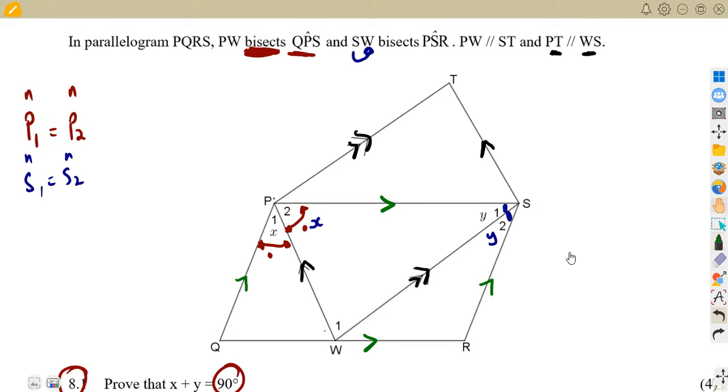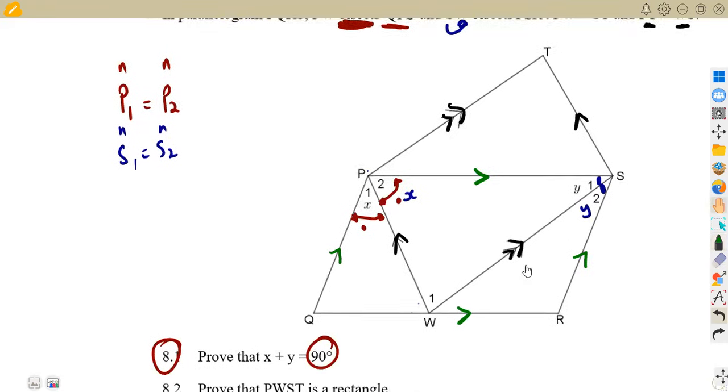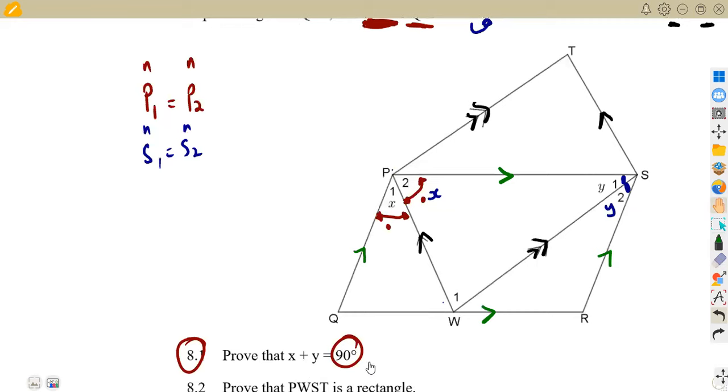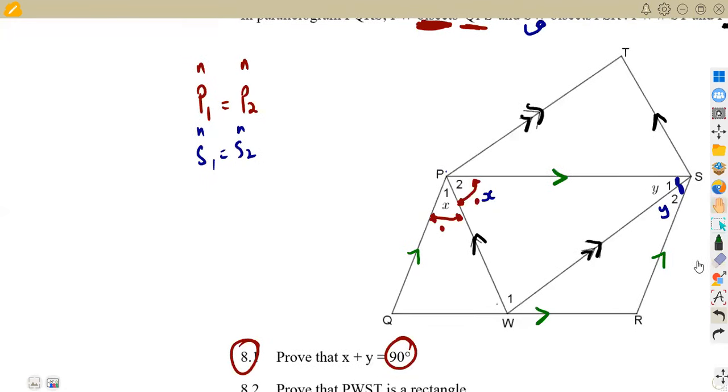So I'm just going to take this as a continuation. Remember, I want to prove that x plus y is 90 degrees. So I'm going to take this as a continuation from here, 8.1. We wrote P1 is equal to P2. This is equal to x. P1 and P2.